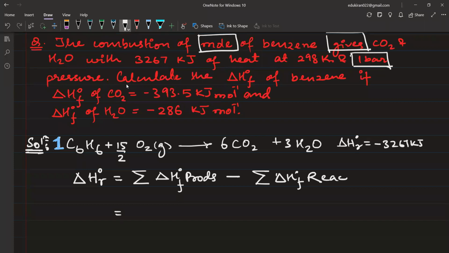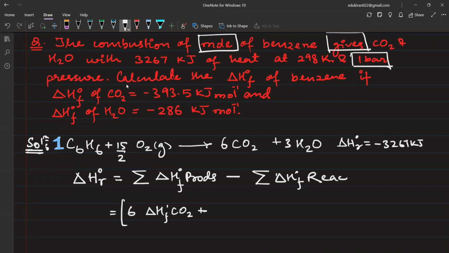See here. You have carbon dioxide, but how many moles of carbon dioxide? You have 6 moles of carbon dioxide. So 6 into the enthalpy of formation of CO2. Please remember this. ठीक है. आपको कितना मिल रहा है carbon dioxide? आपको 6 moles मिल रहा है ना. So you will write 6 into delta HF naught of CO2 plus.